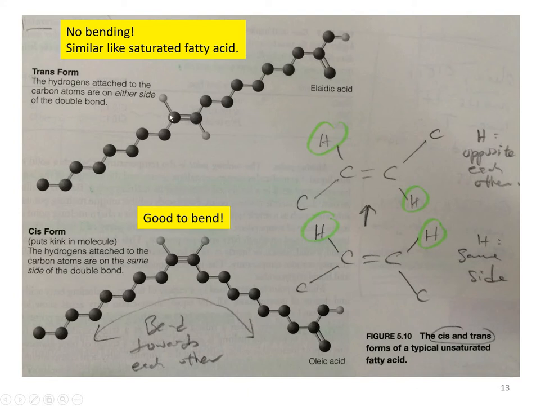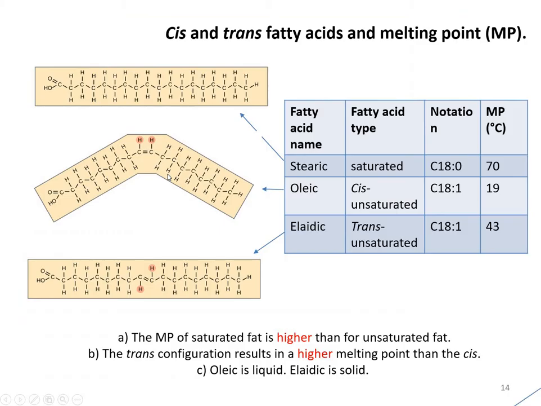I was mentioning the hydrogen here and hydrogen here. They are on either side of the double bond, compared to the cis form. See, the hydrogen is on the same side, and they are bended, so they are more like the unsaturated fatty acids. So what we learned today: bending is good for health. Straight, good for technological function maybe. That's why people in industry love to make trans fatty acids or trans fat.